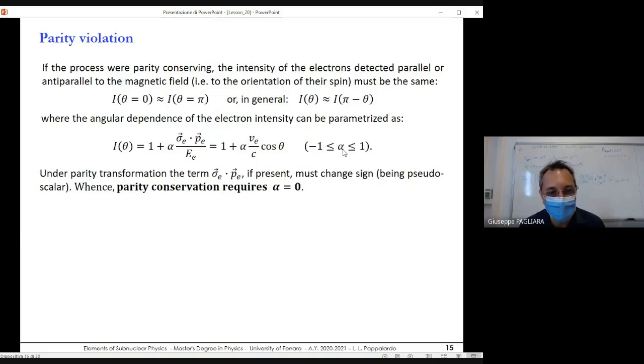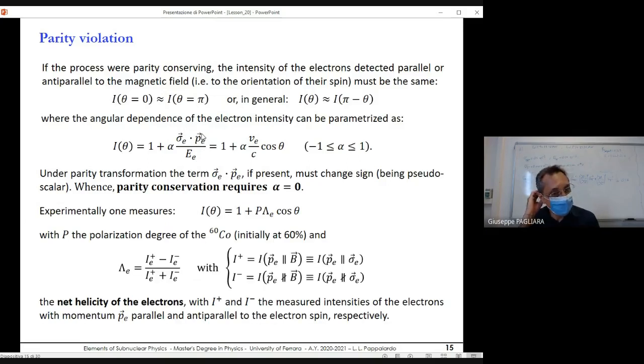First, under parity transformation, the pseudoscalar term here, if present, must change sign because it is a pseudoscalar term. So if one observes this, one is observing a parity violation. In order to have parity conservation, the alpha parameter must be 0. This means that this term is not present.